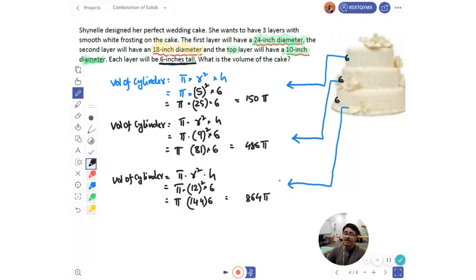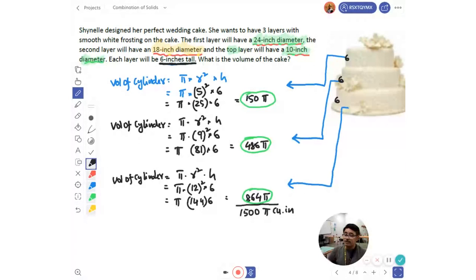Yeah, it's 864. Now, these 3 layers we computed separately. Then if you sum up the volume of this one plus the volume of this one plus the volume of this one, you'll get the total volume. Therefore, let me grab my calculator. 150 plus 486 plus 864, that is giving me 1500 pi cubic. The units are in inches, therefore these many cubic inches.